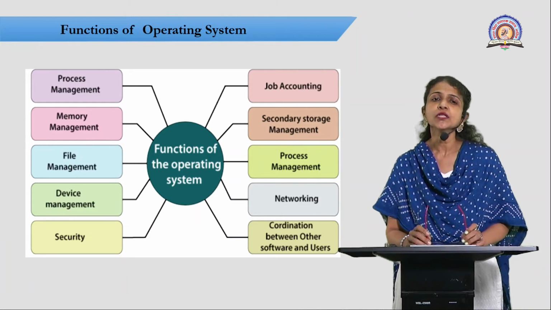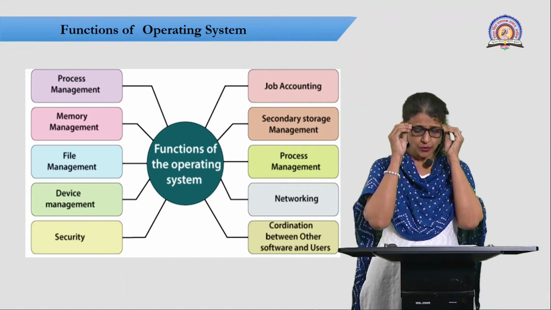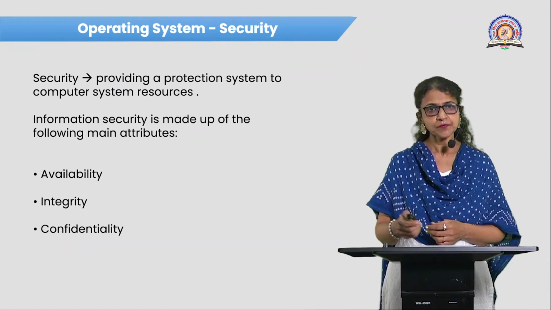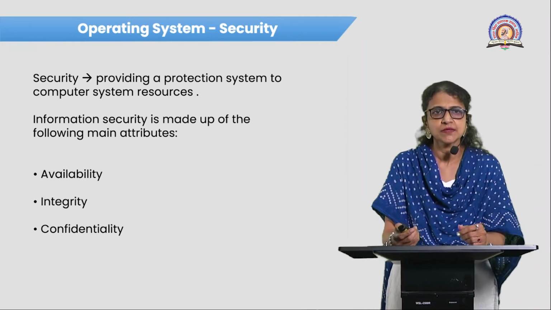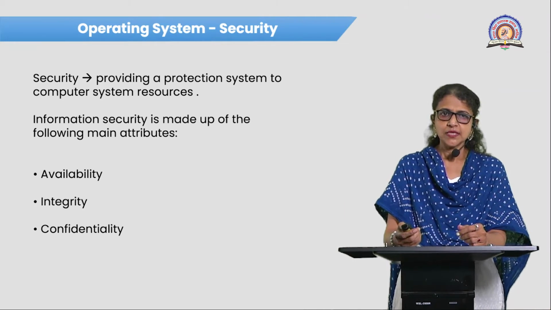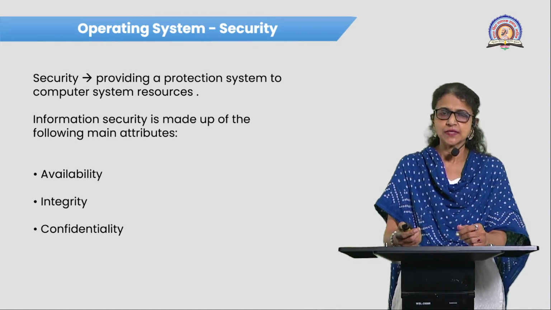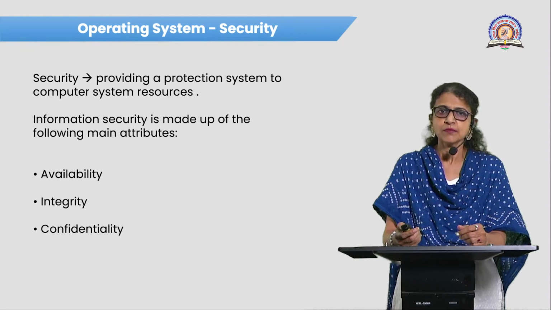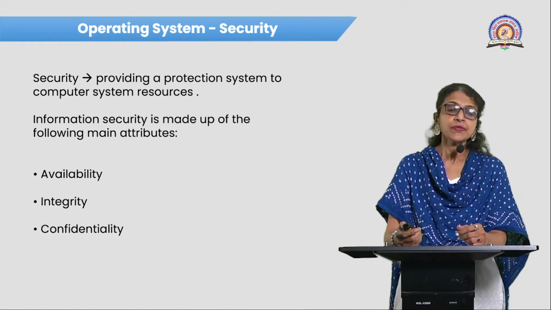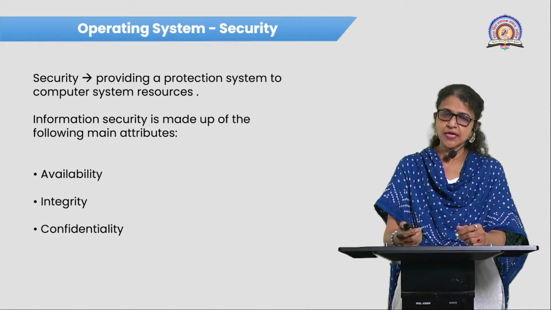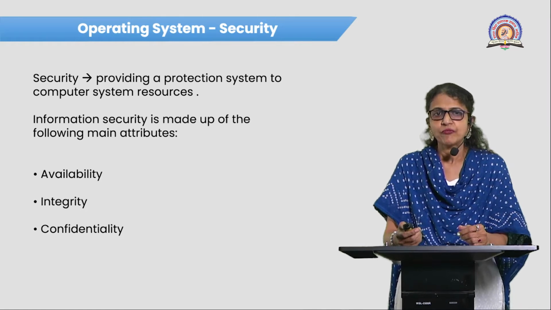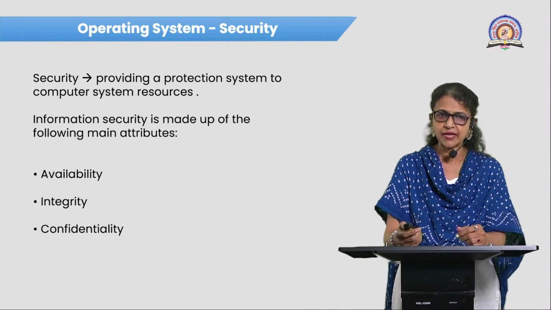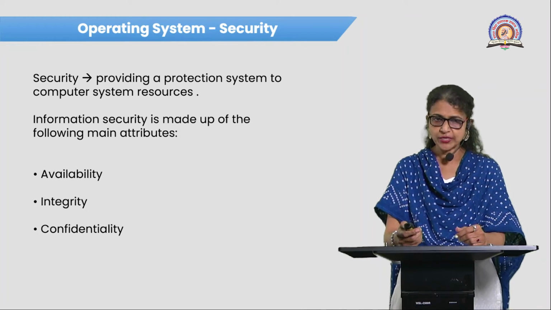I hope that all the functions of the operating system that I have just mentioned are clear to you. Now we will move on to the next topic, that is operating system security. Basically, security is providing a protection system to all computer resources, like time, IO devices, and memory. Information security is made up of various attributes: availability, integrity, and confidentiality.